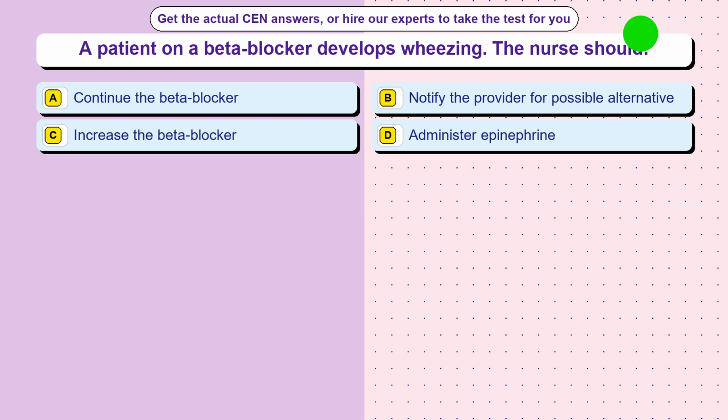Question 56. A patient on a beta blocker develops wheezing. The nurse should Option A, continue the beta blocker. Option B, notify the provider for possible alternative. Option C, increase the beta blocker. Option D, administer epinephrine.